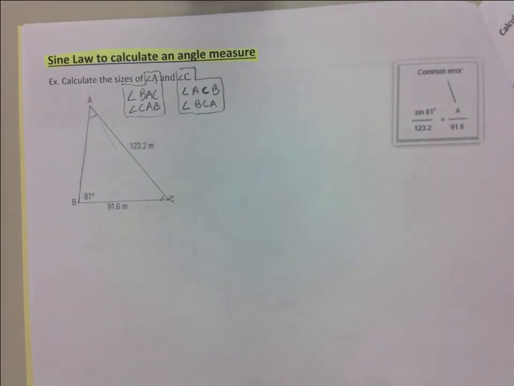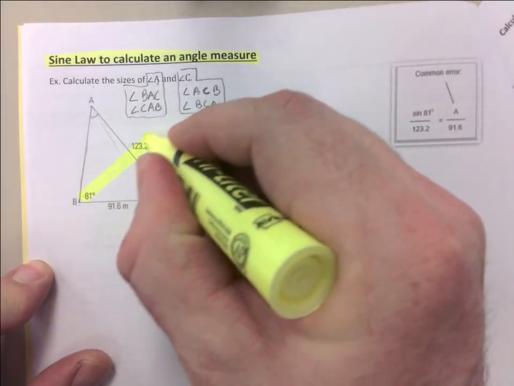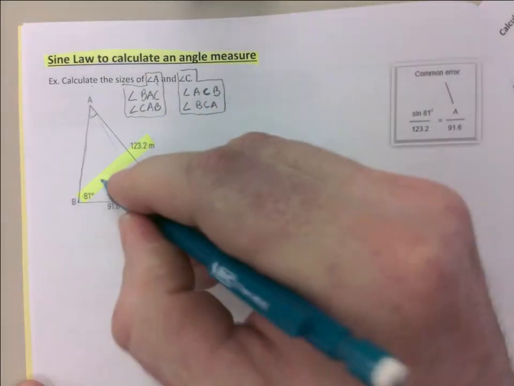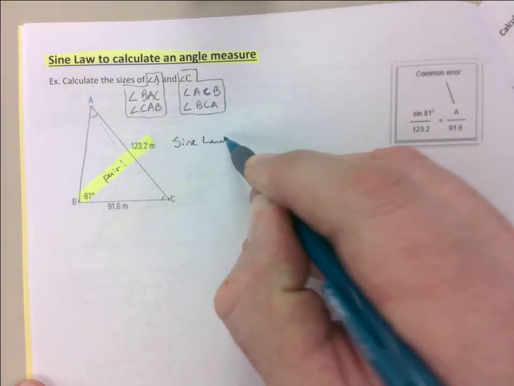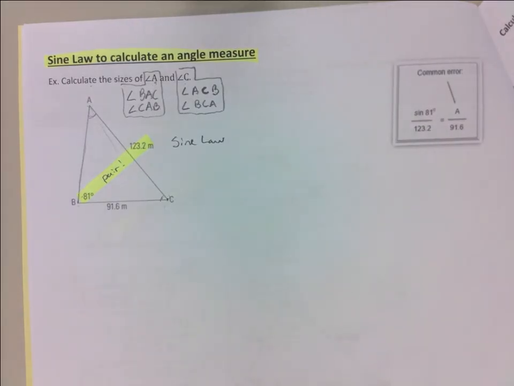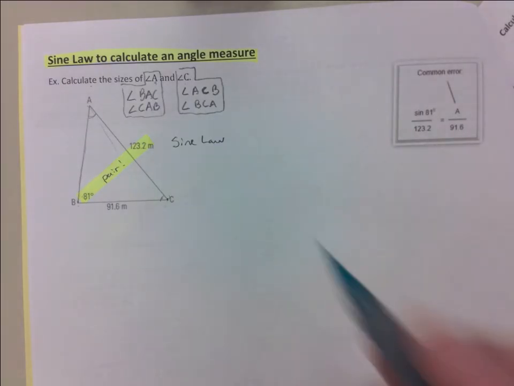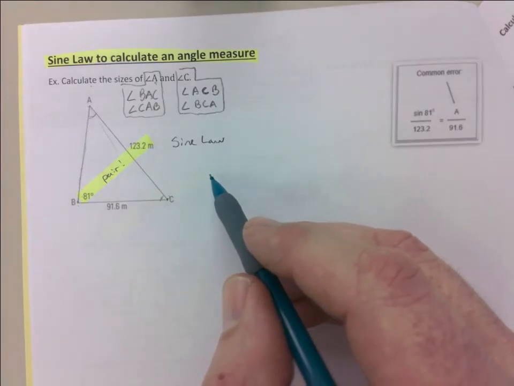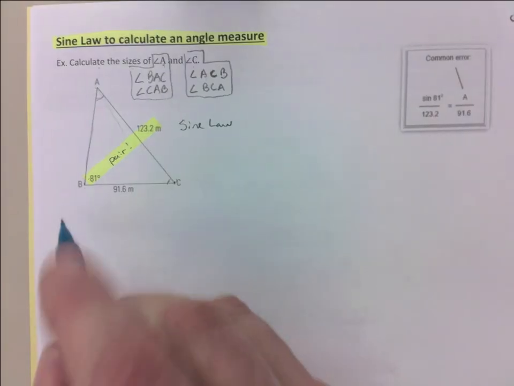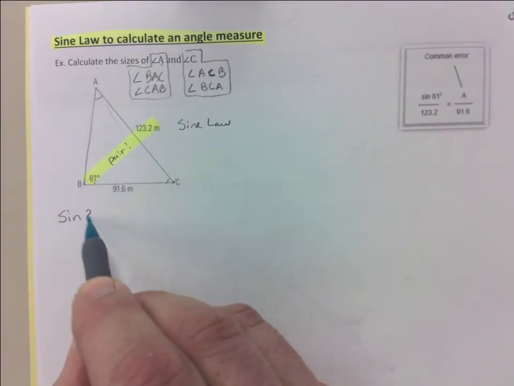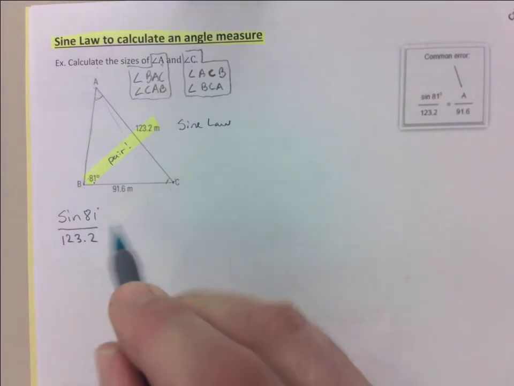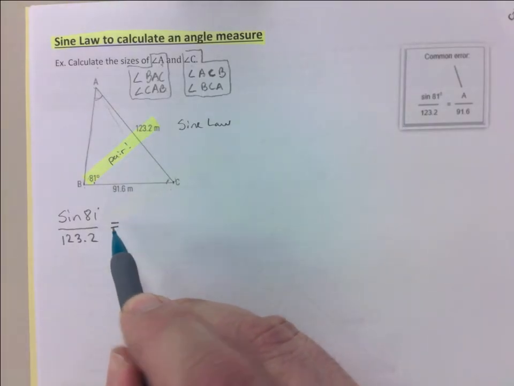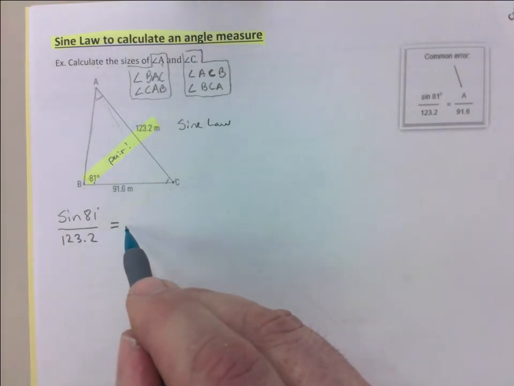All right, do we have a pair? Yes, this is your pair. Sine law, right? You're going to right away say, I need to use the sine law here. Because later on, you're going to have cosine law as well. Sine law is a pair, okay? All right. How are we going to solve here? I'm going to start underneath this. I'm going to start with my pair, sine of 81 over 123.2. Do I need to write out the formula with the letters only? No, you don't.